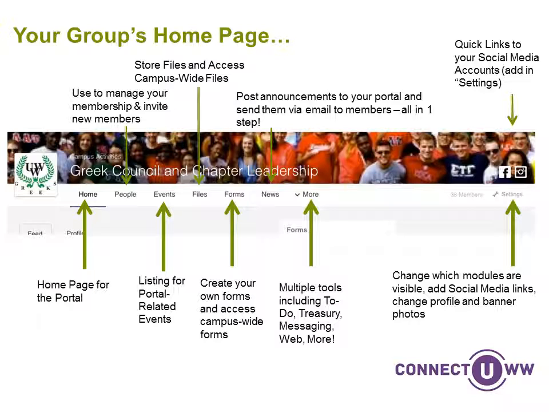Now, if you're not seeing any of these modules, that's because someone has turned them off. And the way to turn them back on is to go into Settings, which is found over on the right-hand side. This is where you can change which modules are visible. You can add your social media links, and it's also where you change your profile picture and your banner photo to make sure that all represents your organization as well as it possibly can.